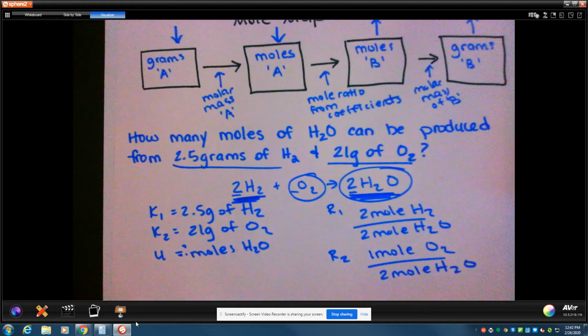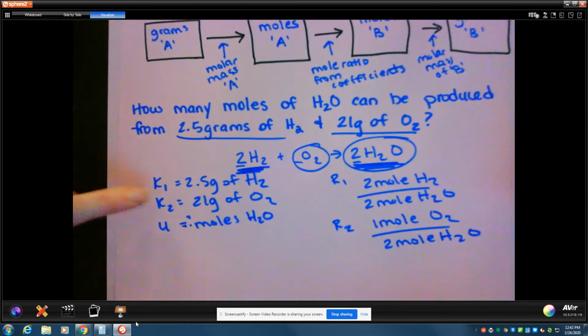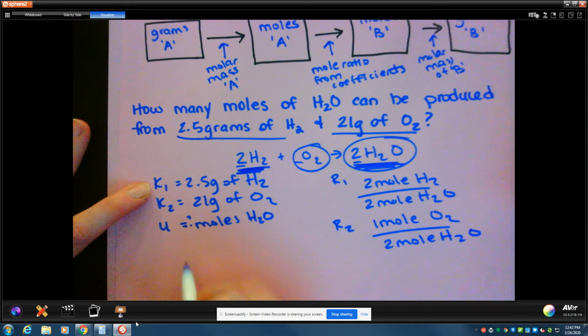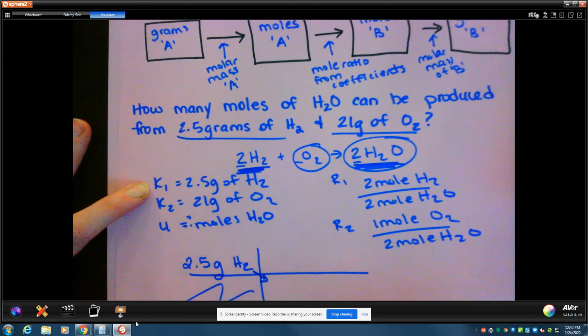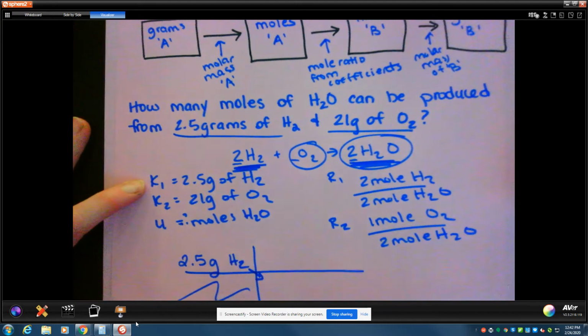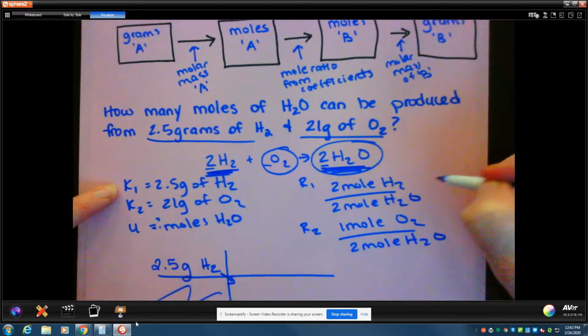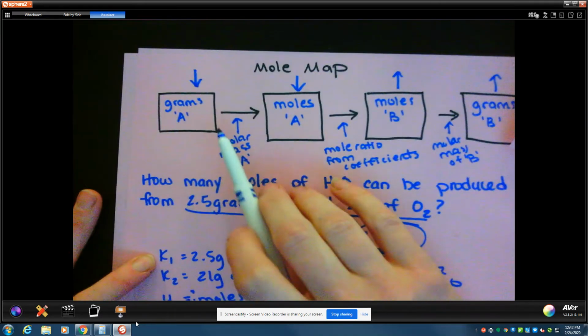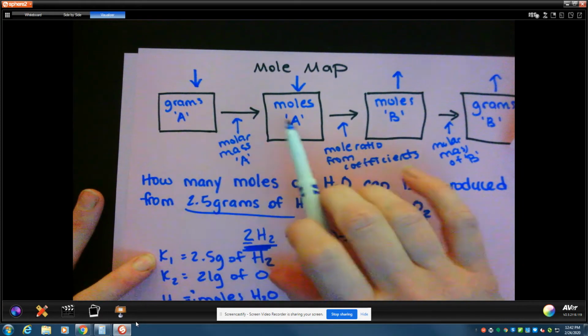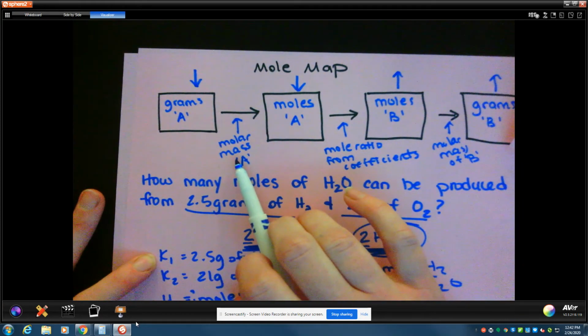Now to set this up, we solve one at a time. So I'm going to start with my first known, and I'm going to do 2.5 grams of H2. Just like before, nothing goes here. And if I have grams of H2 here, it needs to match diagonally so that it cancels out. Neither one of these relationships has it, so you have to actually come up with another one. And that relationship, if you look up here, we're starting in grams A. I need to get to moles A, so we're going to use the molar mass.